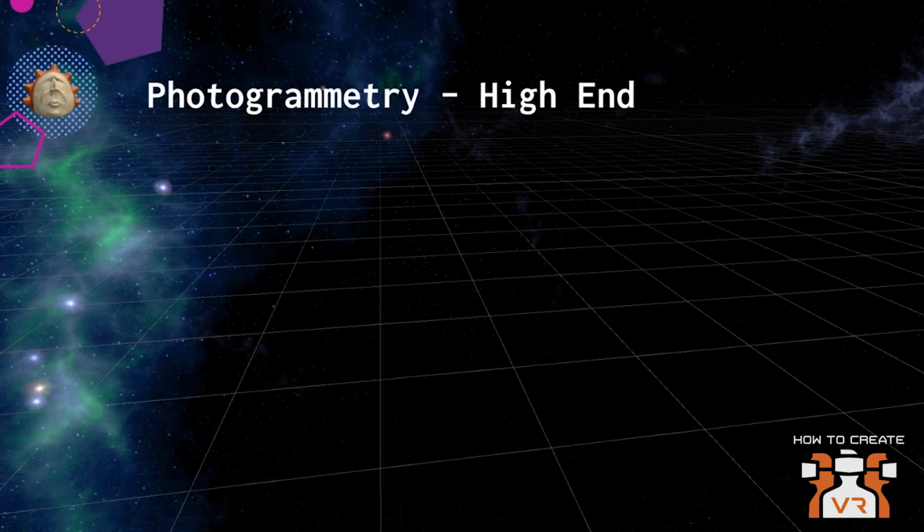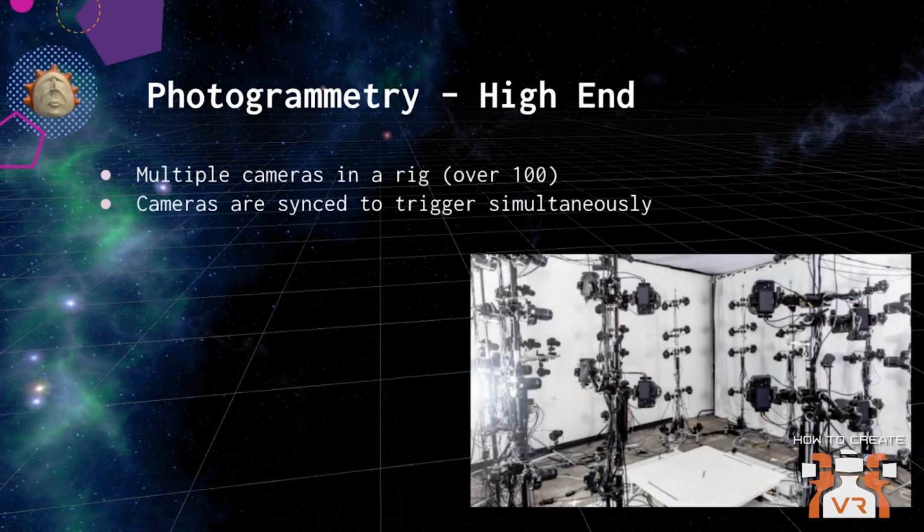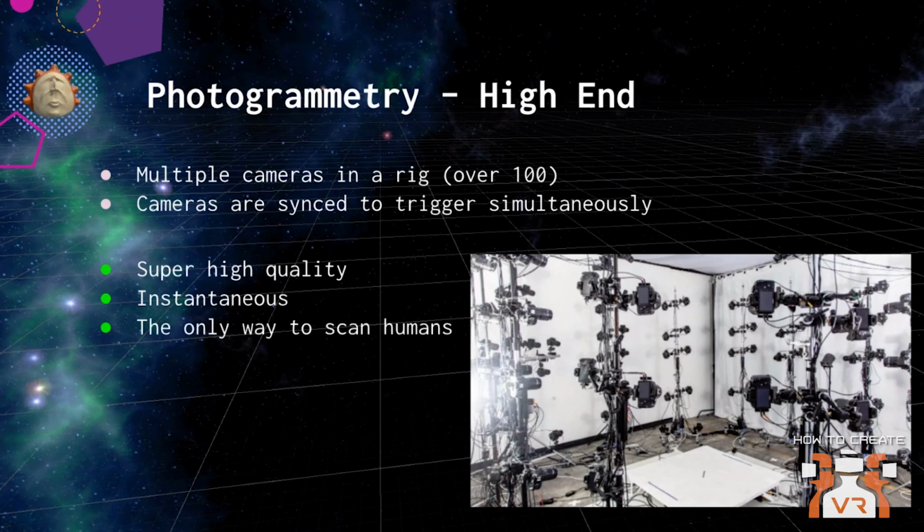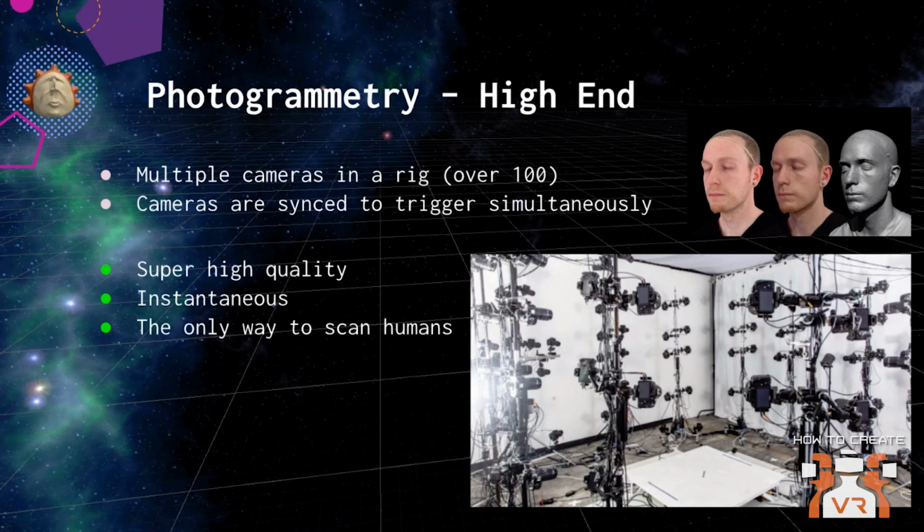There are several ways to do photogrammetry as well. The high-end way is by having a lot of cameras. All of these cameras are connected and synced together to shoot a picture at exactly the same time. This is really high-quality stuff. It's instantaneous because all of these cameras work together. It's really the only way to scan living objects like humans, because we have a hard time not moving for 3 minutes or not breathing as well. And you can get really clean and beautiful results. The downside, obviously, is that it's really, really expensive. Having 100 DSLR cameras is not something most of us have lying around. So we're not going to talk a lot about this, just know that it exists.